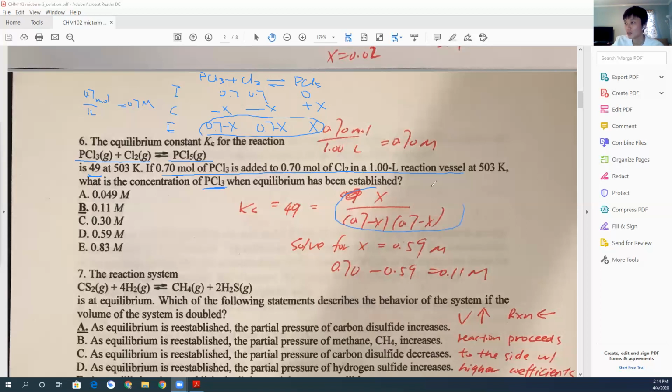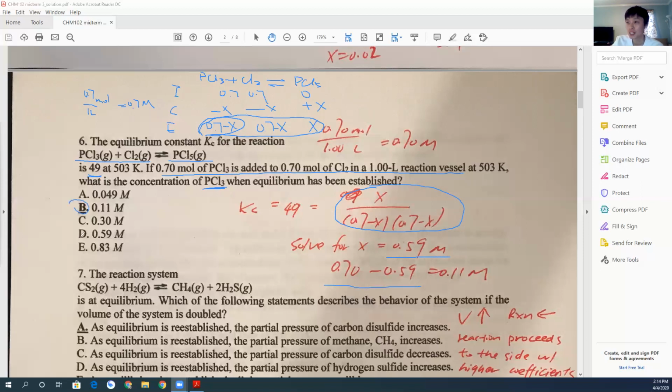So you can solve for x, which is equal to 0.59. So 0.59 is the value of x, and that's how much product is produced in this case. But the question asks for the equilibrium concentration of PCl3, which is the reactant. So it should be 0.7 minus 0.59. So the answer should be 0.11.